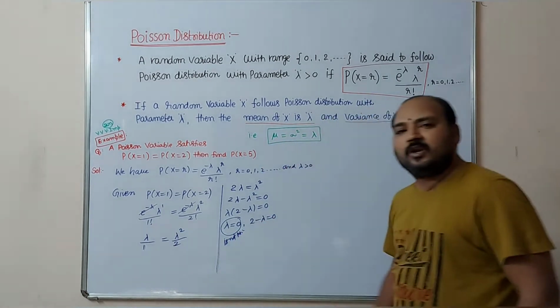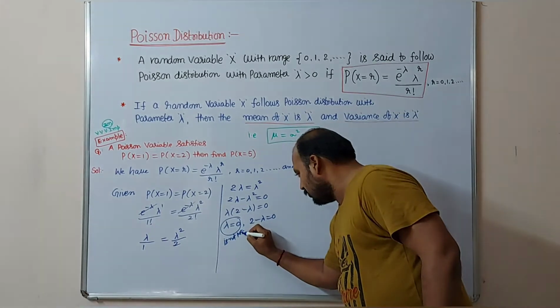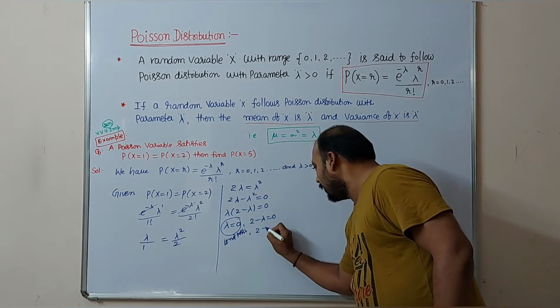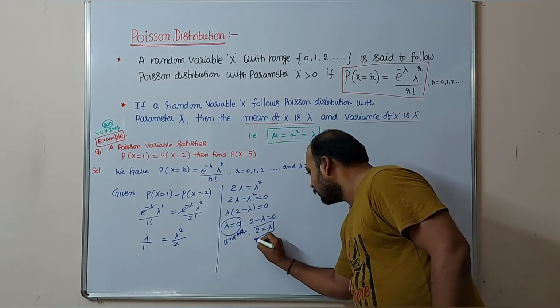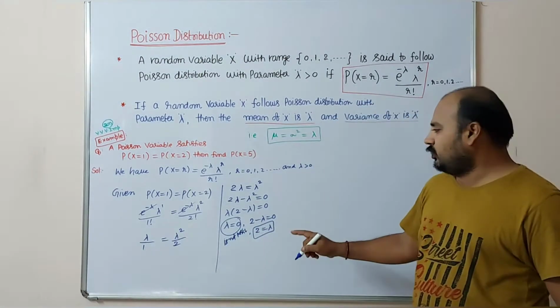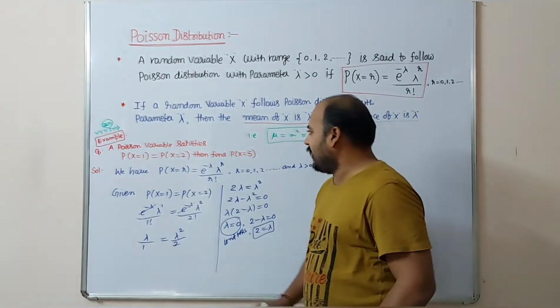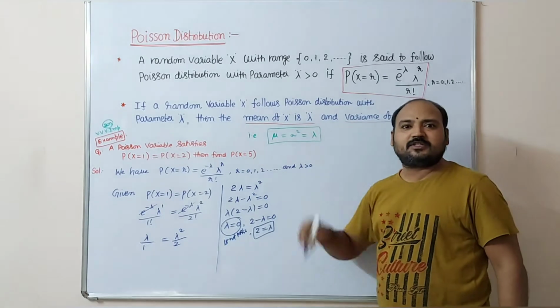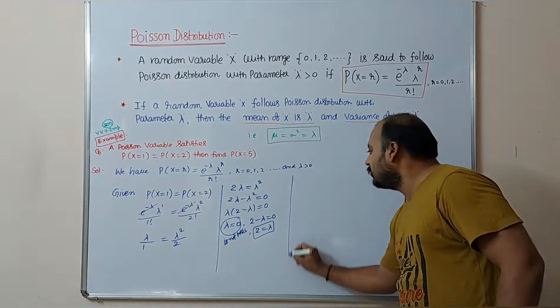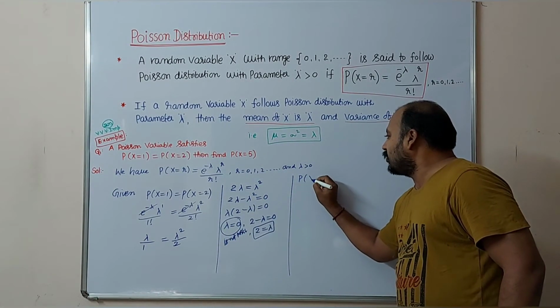So what should be possible? So 2 equal to lambda. So lambda is equal to 2. After getting the lambda value, they are asking to find P of x is equal to 5. So P of x is equal to 5.